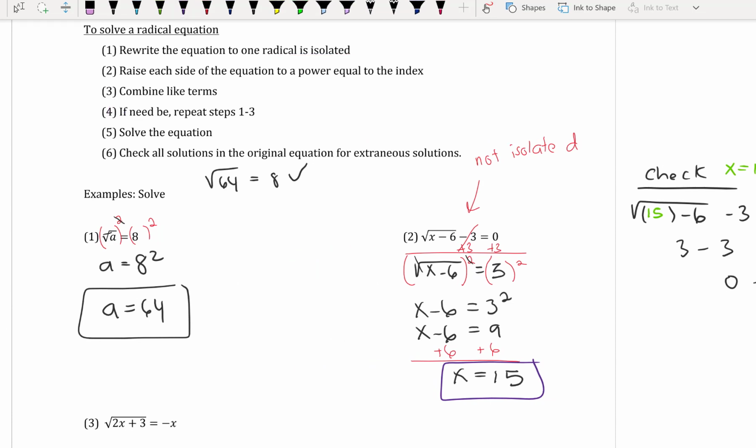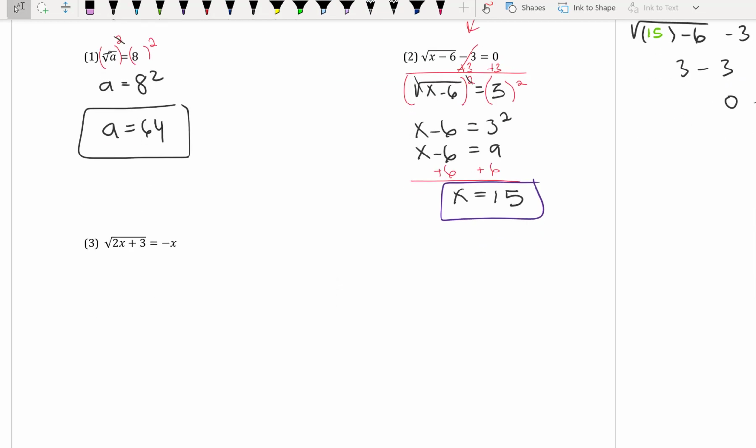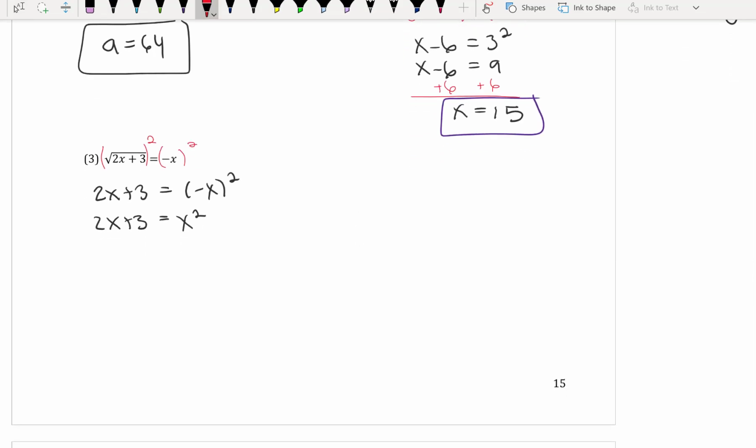So let's think about this when we go to number 3. When I go to number 3, the radical is isolated. Perfect. So now I raise it to the power of that index, which is a 2 since it was a square root. So the square root and the square cancel. So you're left with 2x plus 3 is equal to negative x squared. So negative x times negative x is really just x squared. So then from here, I'm going to subtract 2x and subtract 3 from both sides. So that way I can have a 0.